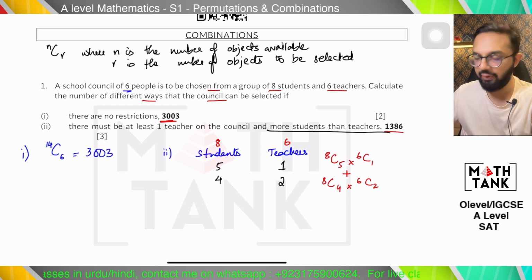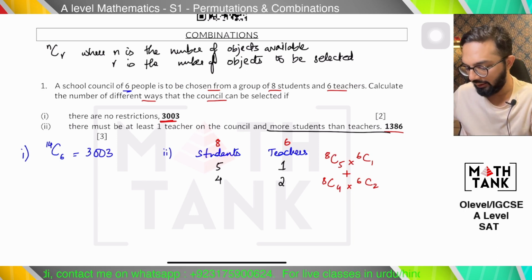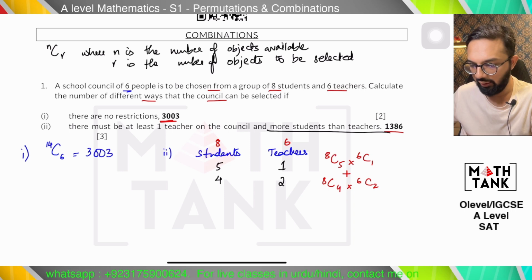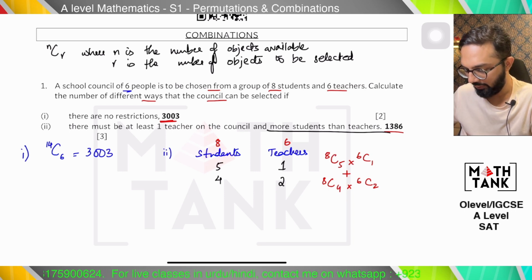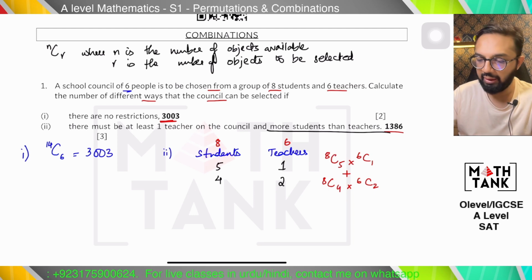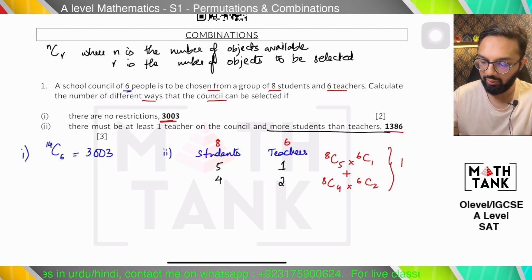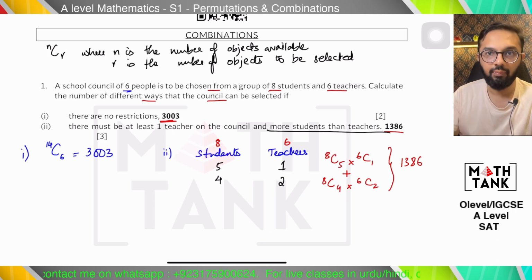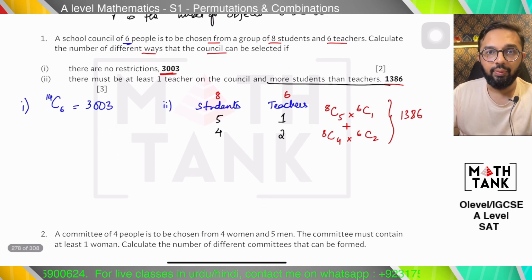Okay, let's verify if we have the correct answer. 8C5 into 6C1 plus 8C4 into 6C2. I'm getting a total of 1386. Okay, and that is indeed the correct answer. Let's move on to the next question.